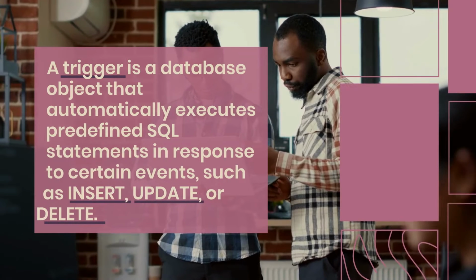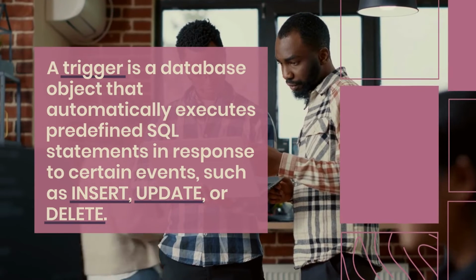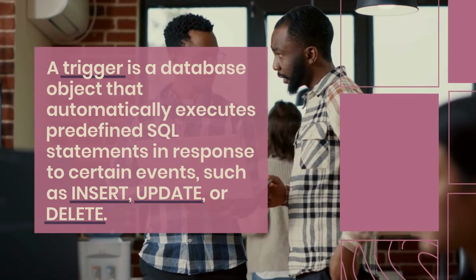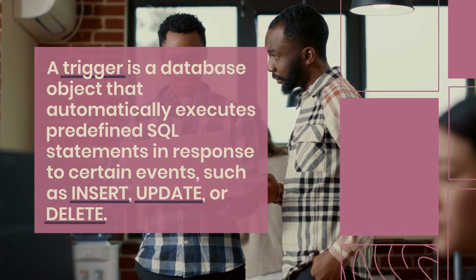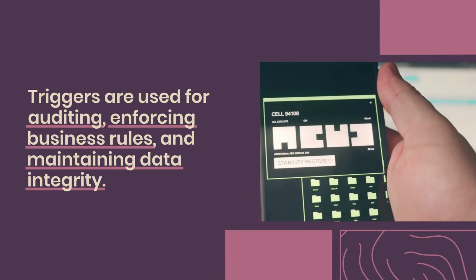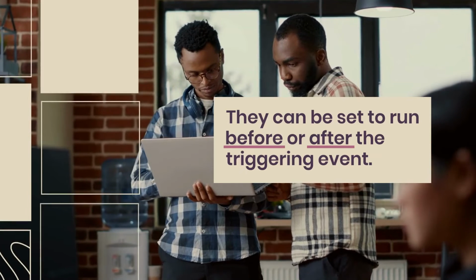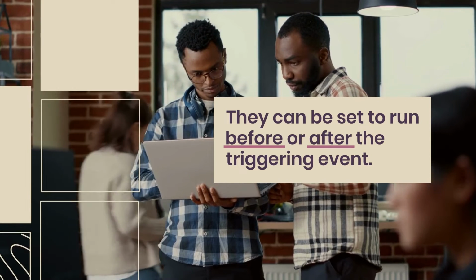11. What is a trigger in a database? A trigger is a database object that automatically executes predefined SQL statements in response to certain events, such as insert, update, or delete. Triggers are used for auditing, enforcing business rules, and maintaining data integrity. They can be set to run before or after the triggering event.